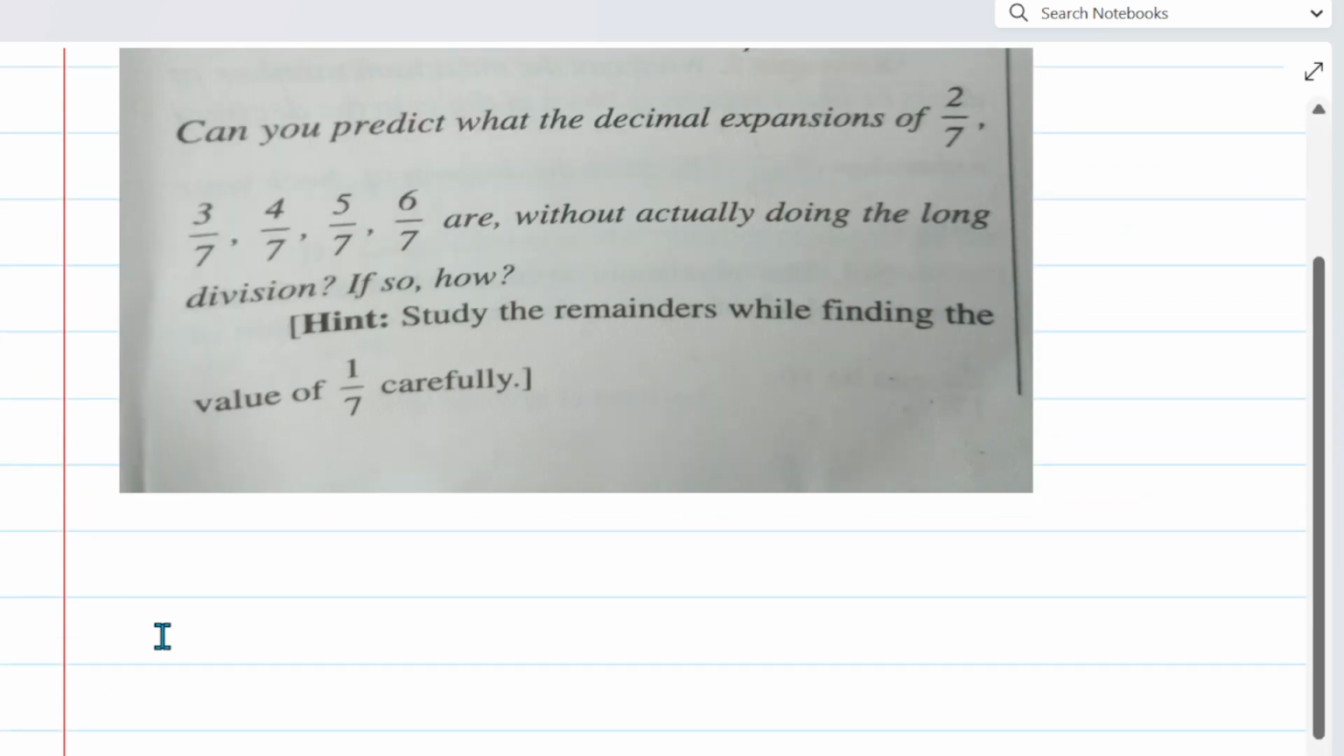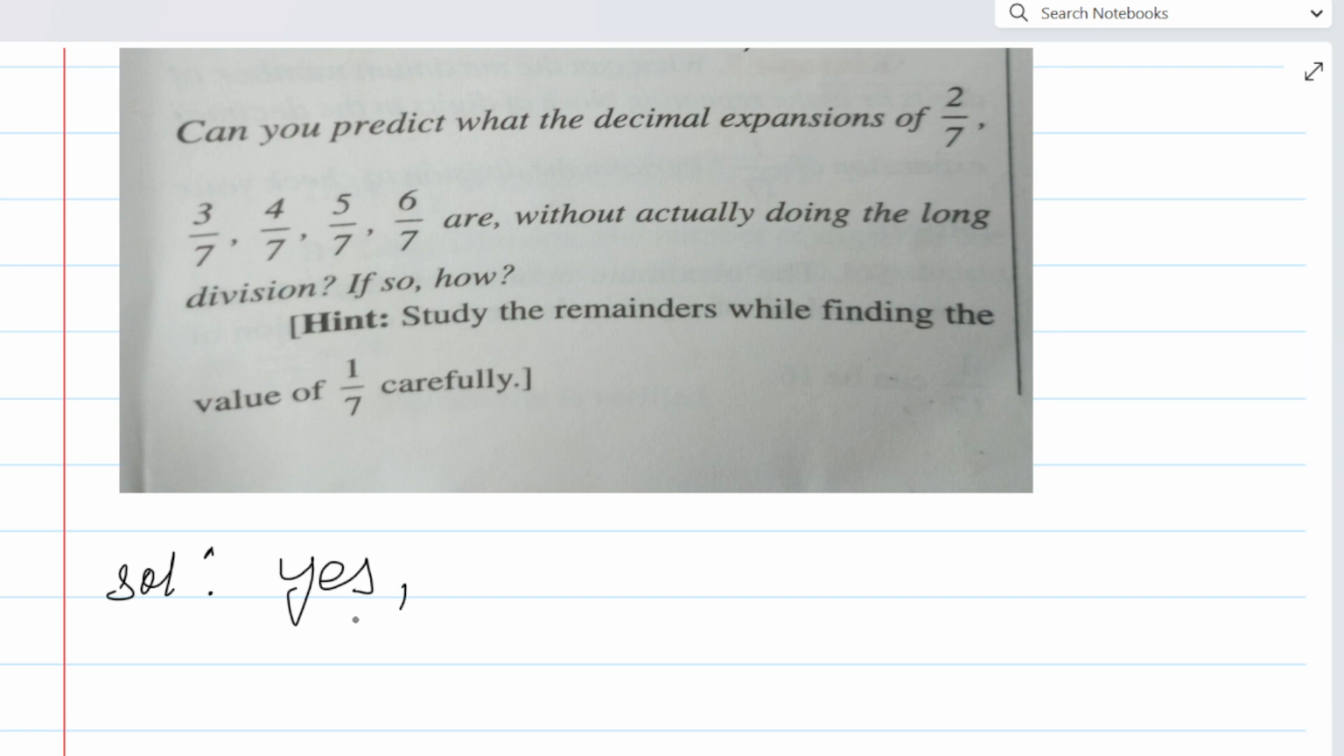So let's continue this. Your answer will be the solutions. What is the first question? Can you predict the decimal expansion? Yes, I can predict. Why not? We can predict the decimal expansion.